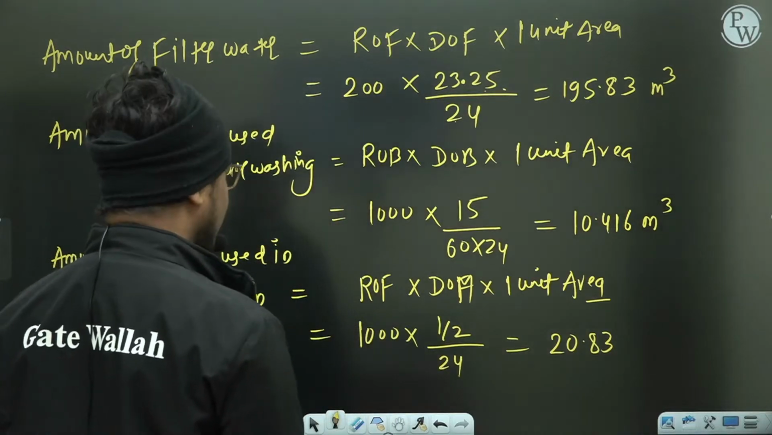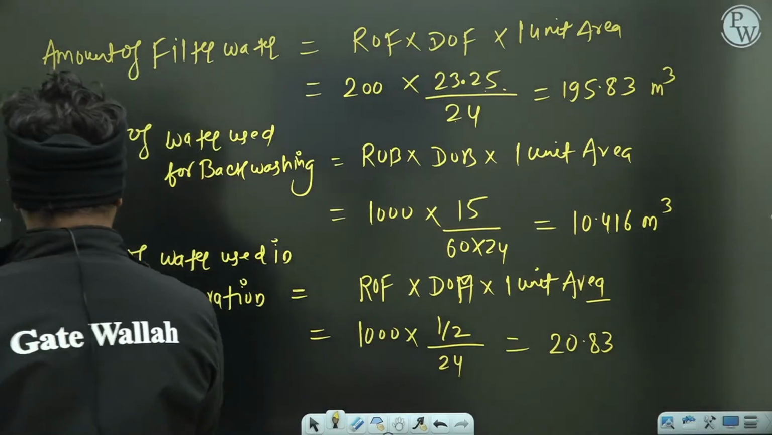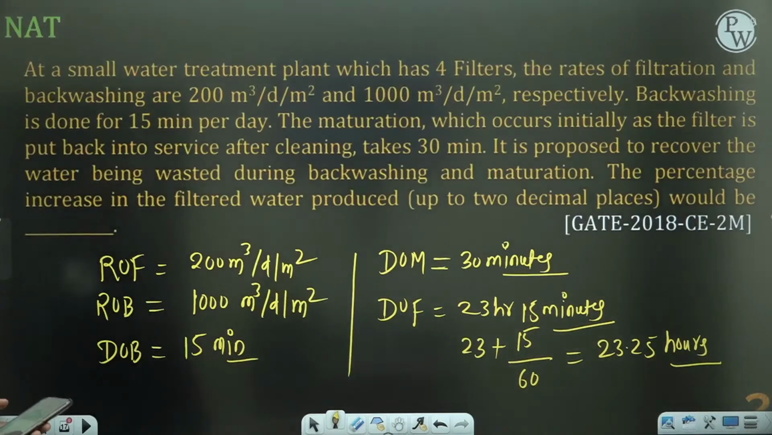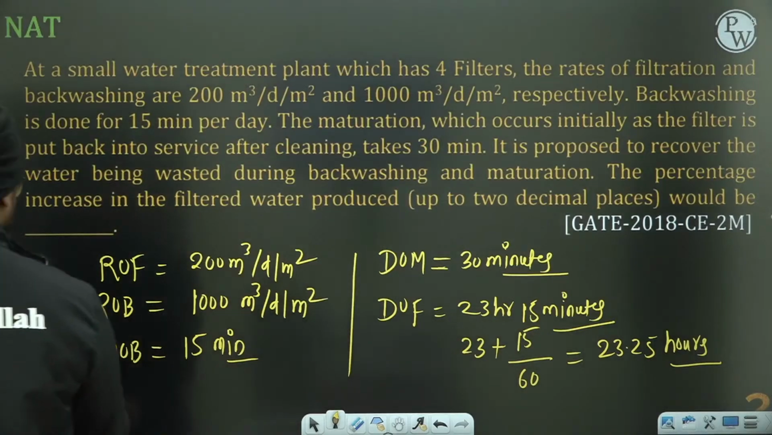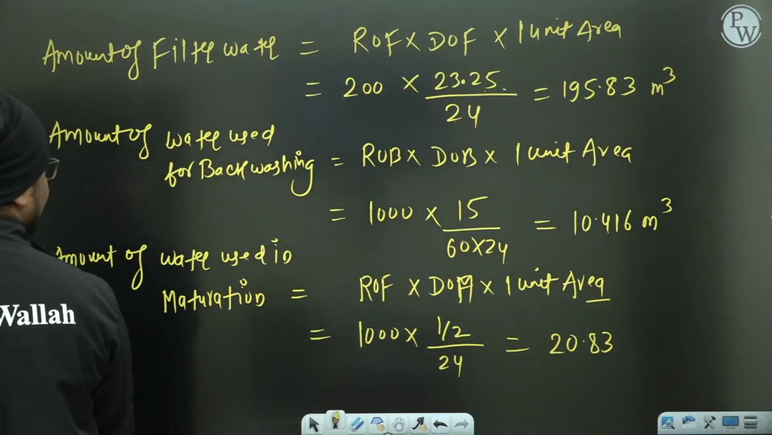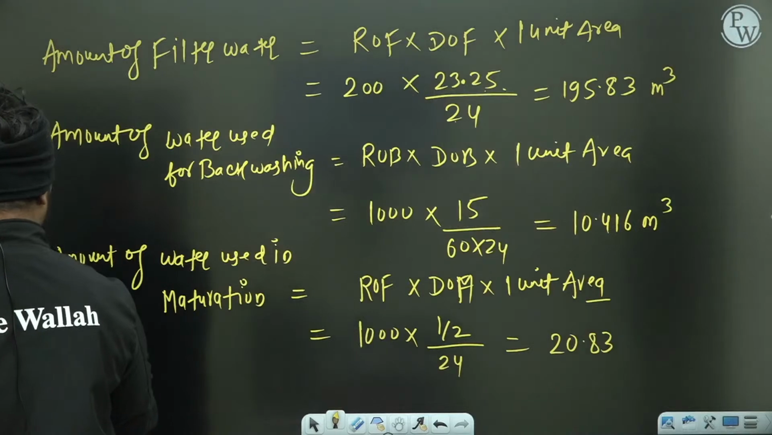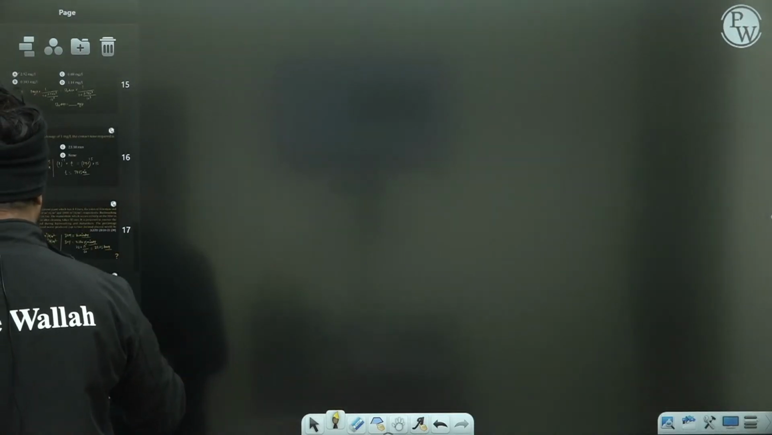Okay. So now what they're telling in this part of the question is that it is proposed to recover the water being wasted during backwashing and maturation. They want to recover that part. And the percentage increase in filtered water produced is asked. So if they want to recover that part, let us take an extra slide again.